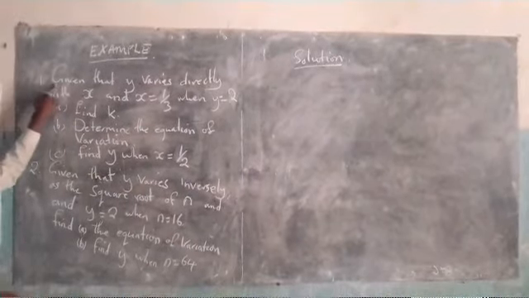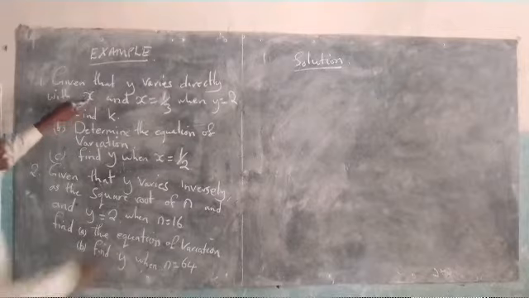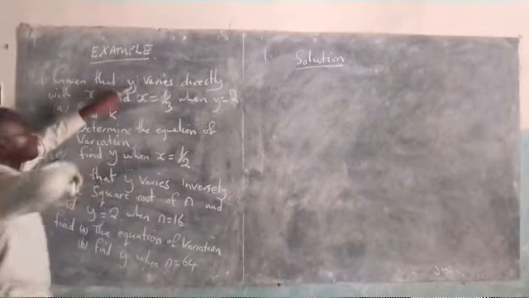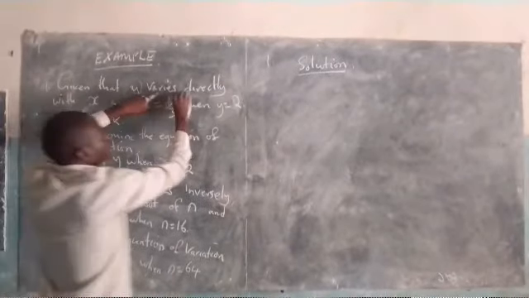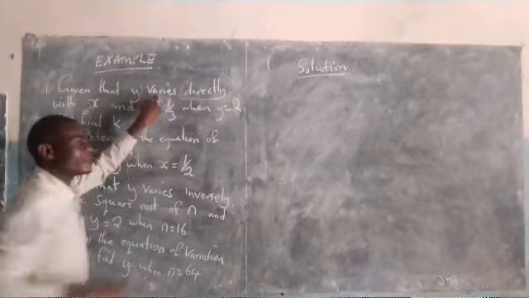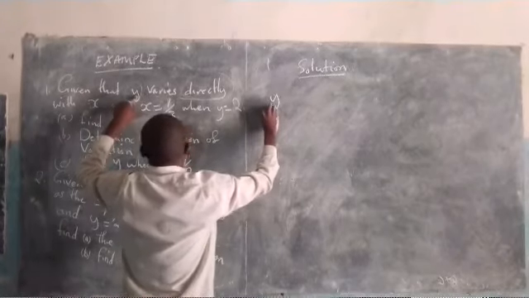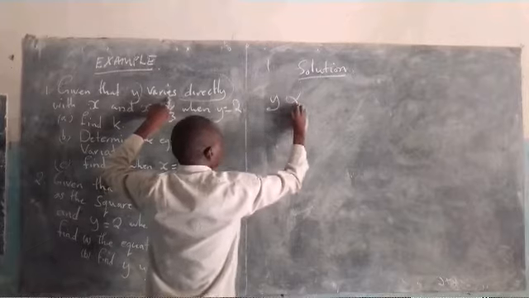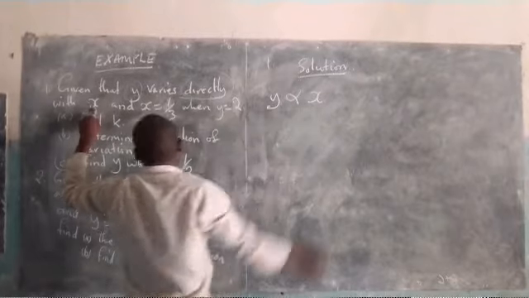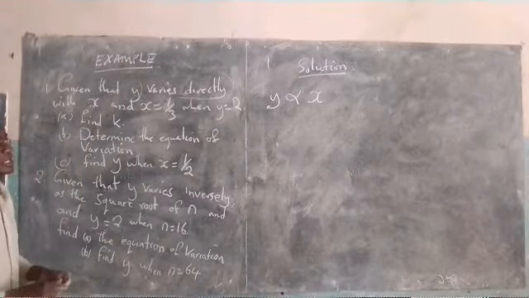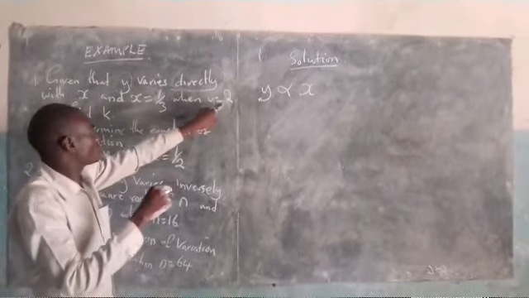Question 1 reads as follows. Given that y varies directly with x, there are 2 variables, variable y and variable x. The kind of variation here is direct variation. We are told that y varies directly with x, and x is 1 over 3 when y is 2.